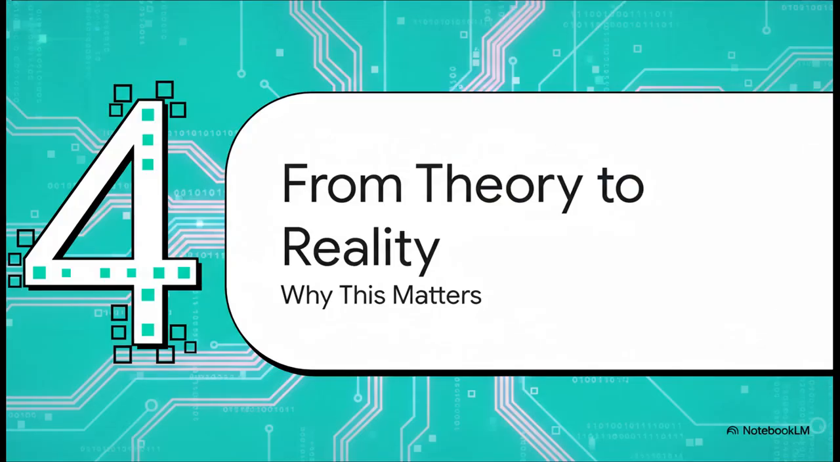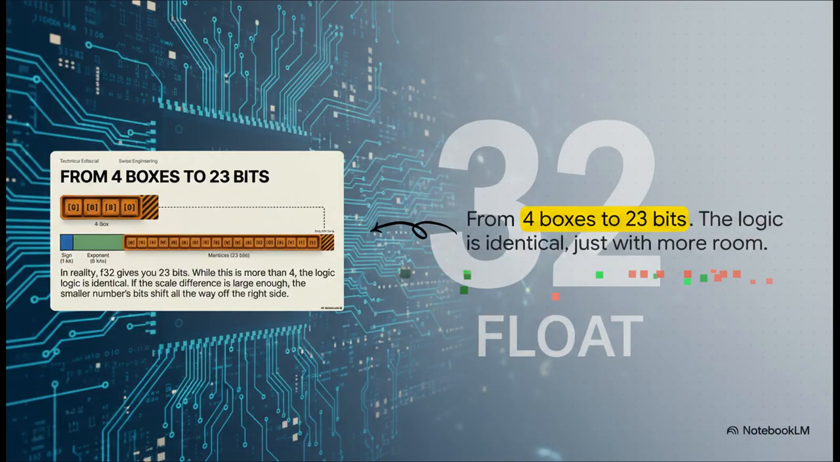Okay, so that was our little 4-box simulation. Obviously, a real computer is a bit more powerful than that, so let's scale this up and talk about why this actually matters in the real world. Right, so a real computer using a standard 32-bit float doesn't have 4 boxes. It gives you 23 bits for that Mantissa. That's a lot more room, for sure. But the logic is exactly the same. If the difference in scale between the two numbers you're adding is big enough, the smaller number's bits are still going to get shifted all the way off the right side and just vanish.